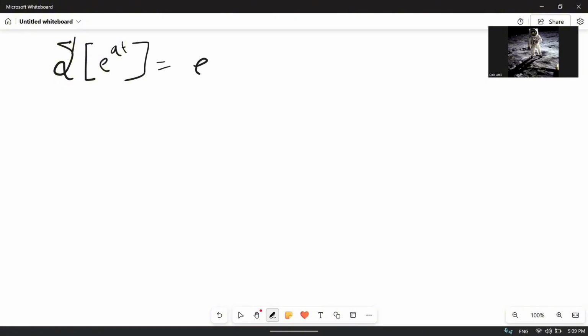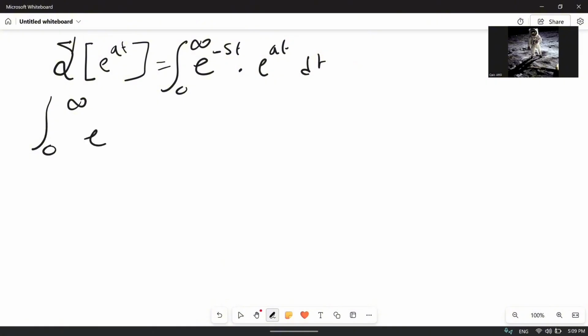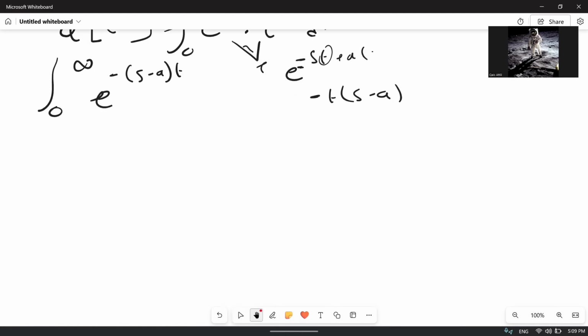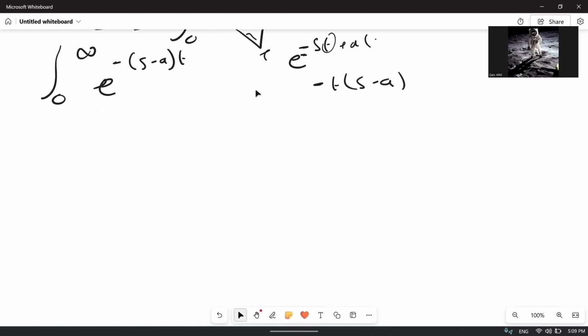So what are we doing here? We're just going to apply the formula, e to the minus st multiplied by our function, dt. Now we're combining both parts of the exponential. It's going to be e to the minus (s minus a)t. So it simply is just plus, it's just adding, and then I took minus t outside, so it came up with minus t times (s minus a). So it's just basics, nothing hard in here.